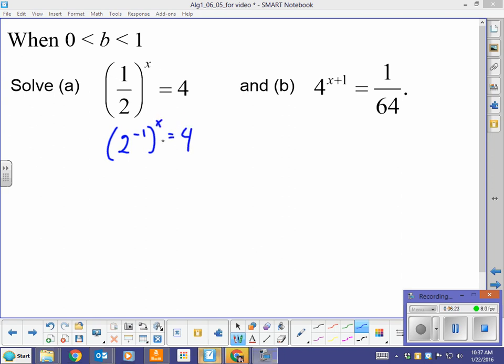To the power of x equals 4. And I can multiply these exponents together now, raising a power to a power. So 2 to the power of -x equals 4. Now 4, I'm going to think of as 2 squared. So now I have the same base. So -x equals 2, so therefore x equals -2.